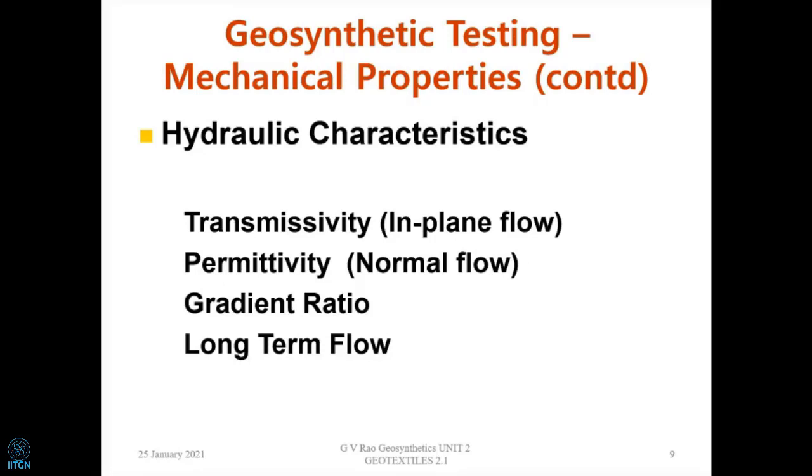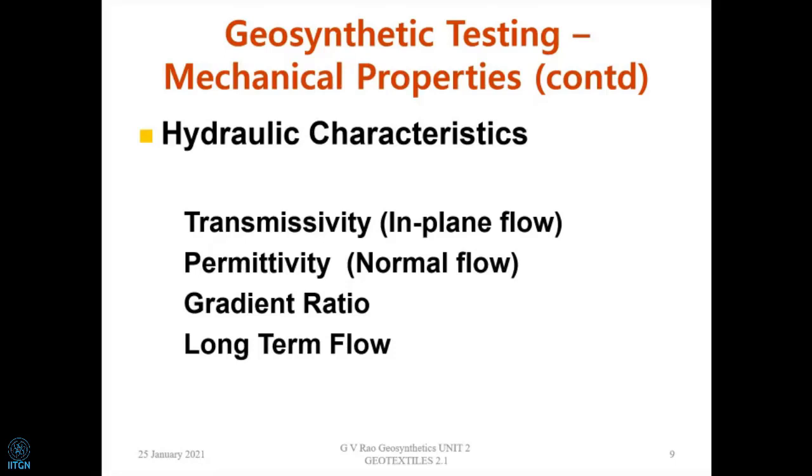Transmissivity represents the in-plane flow, permittivity represents the normal flow, and in both cases this nomenclature has come because they're made non-dimensional. We'll go into that. When we do, we'll see how they're made non-dimensional, because the thickness of the material comes into the picture, and by that process they made it non-dimensional.